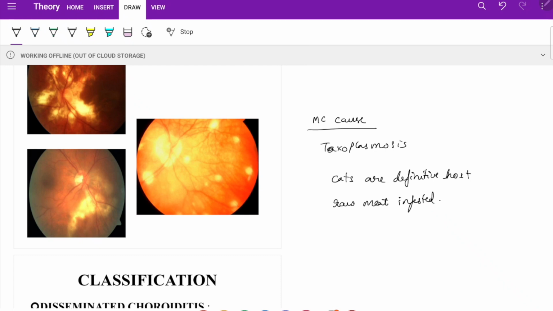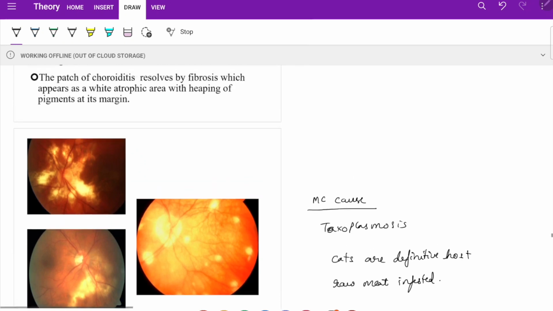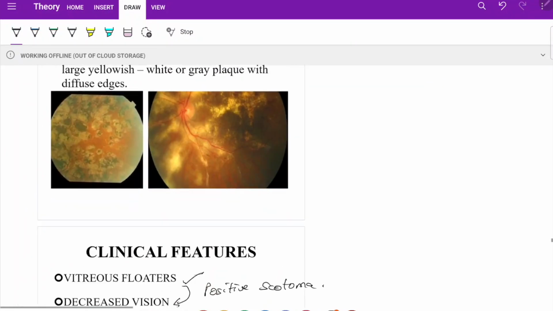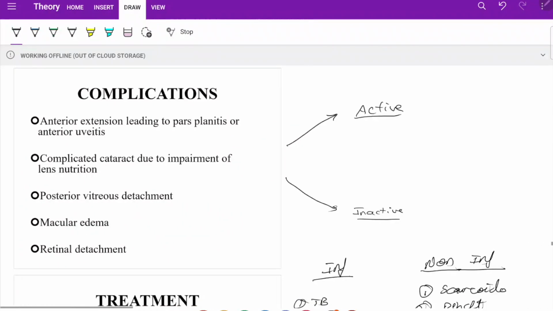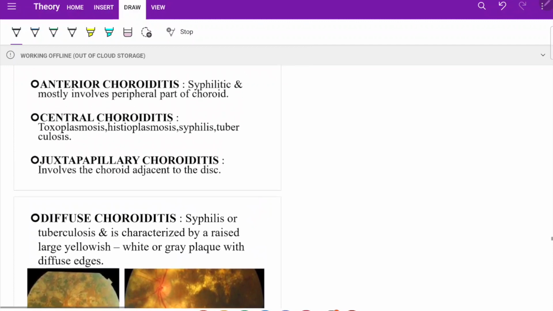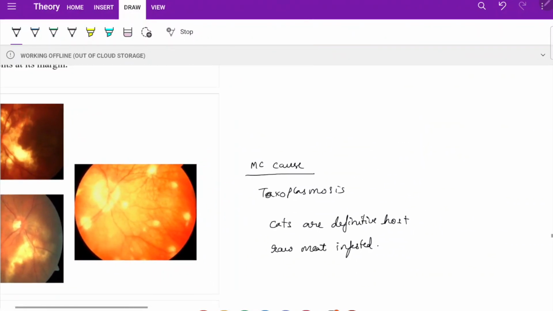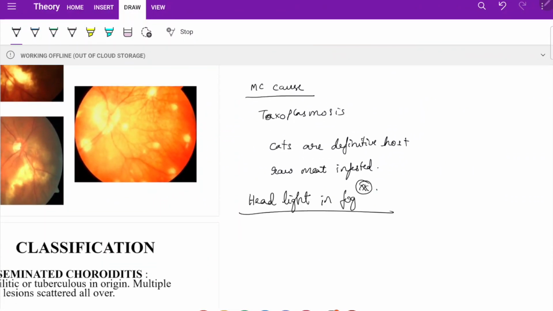And the characteristic feature of toxoplasmosis: if an MCQ is asked in NEET, the clinching point is head light in fog appearance. So what is the appearance called? The appearance is called head light in fog appearance. Again I repeat, head light in fog appearance. This appearance is due to a severe vitritis. You have another terminology too.